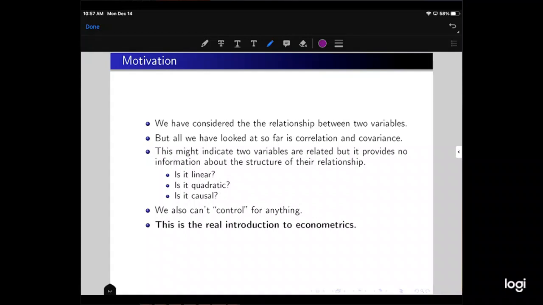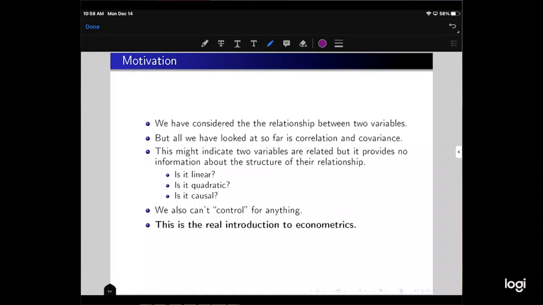Is it linear? Is it quadratic? Is it causal? We also can't control for anything. These last two are kind of the most important. Can we say anything about whether or not the variables are causally related? This is something that probably many of you have heard: correlation does not imply causation. That's what we're trying to get at with regression the rest of this course. And we do that by controlling for things.